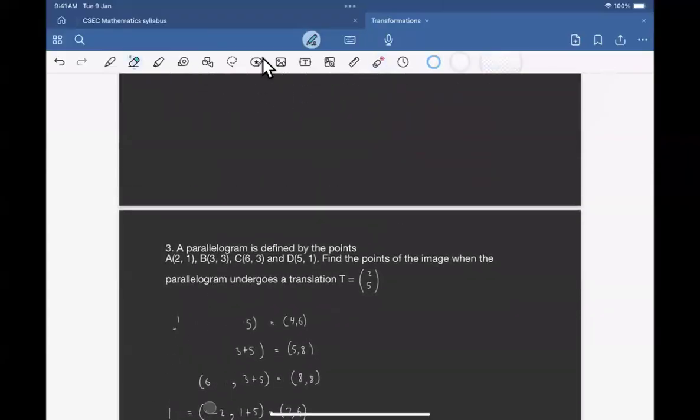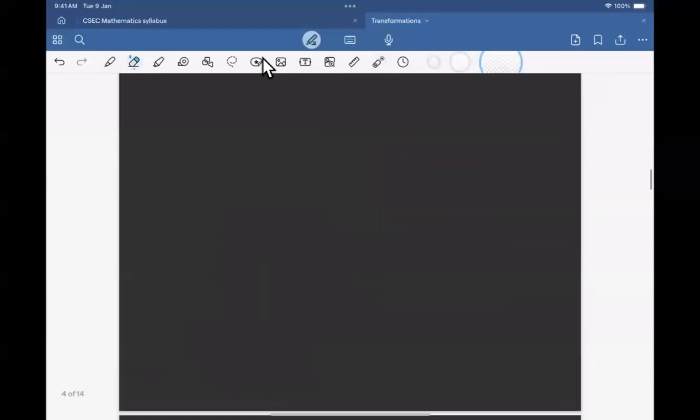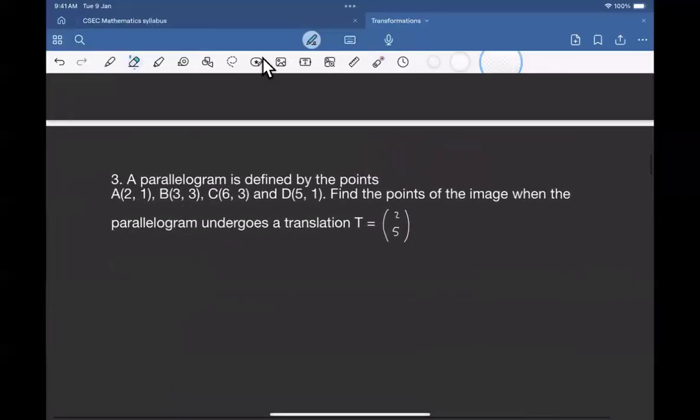I could give one more question, I guess, and then we're going to move on to enlargement. So I want you all to finish this question and write a closing statement.